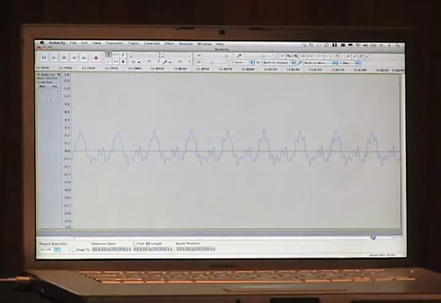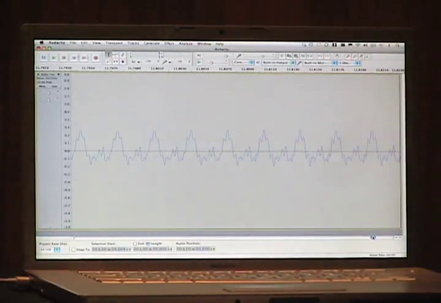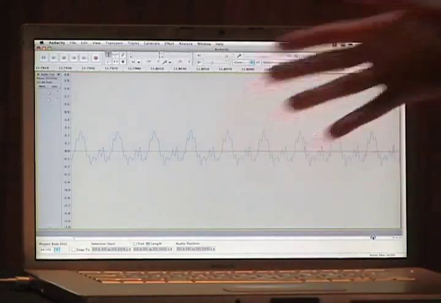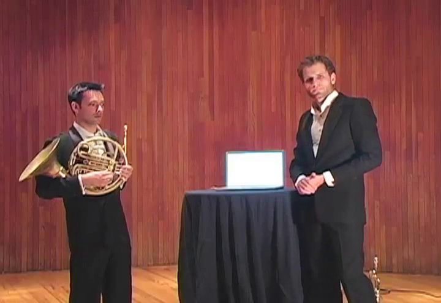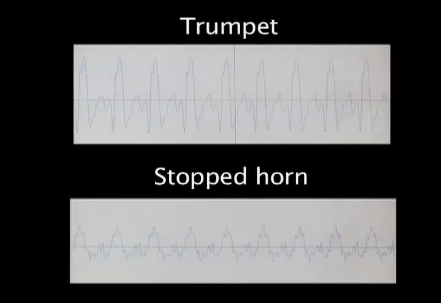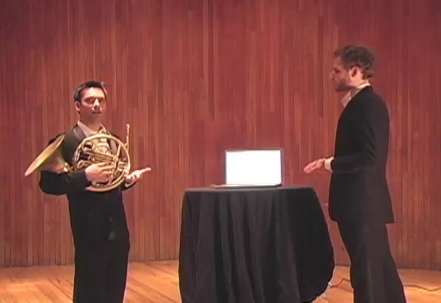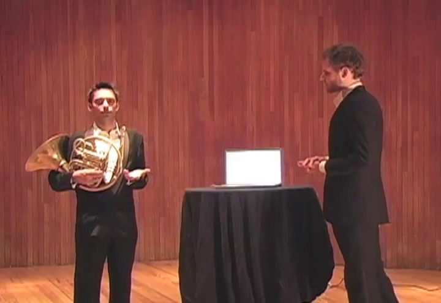it goes crazy. You get all of these much faster variations on top of the original tone. You know, and it looks a lot more like the waveform of the trumpet. And it sounded more like the trumpet there. It sounded more, when you had your hand all the way in, it had a more brassy sound. Yeah, so now we can really say what this musical term brassy means.